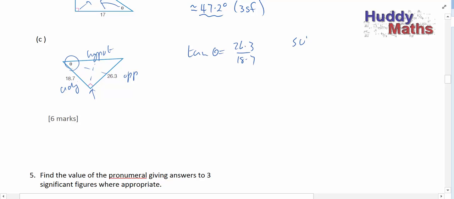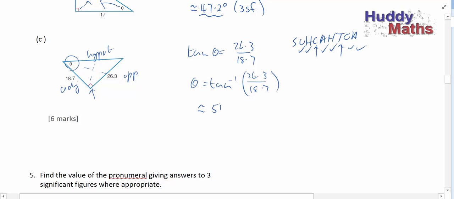18.7. Remember SOHCAHTOA? A good little way of remembering what each one is. Sine is opposite over hypotenuse. Cosine adjacent over hypotenuse. Tan opposite over adjacent. So therefore the theta here is inverse tan of 26.3 over 18.7, and then that comes to approximately 54.6 degrees, 3 significant figures.